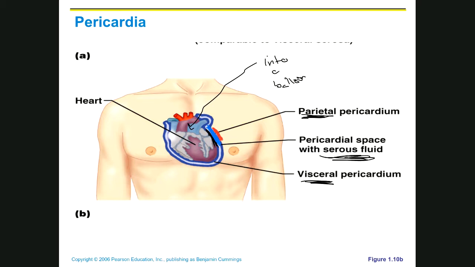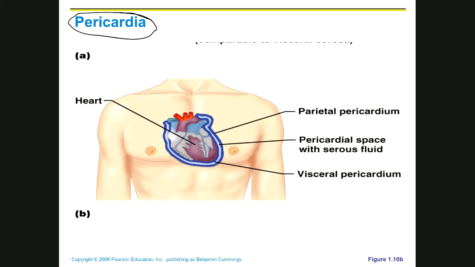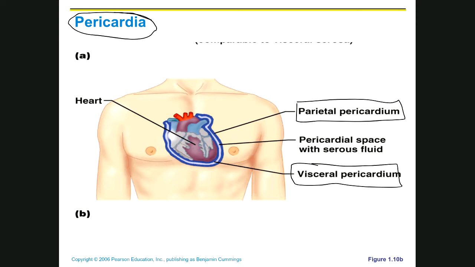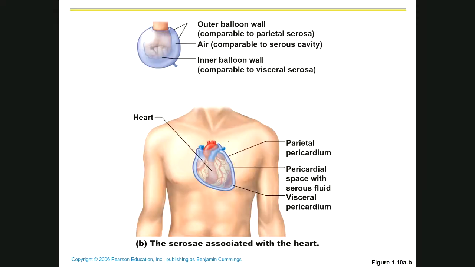Well, around the heart, these membranes are called pericardia. So we have a visceral pericardium, a parietal pericardium, and a pericardial cavity or space, and it has this serous fluid in it. So it's very, very similar to our analogy with the balloon. Any questions about it? Does it make sense?